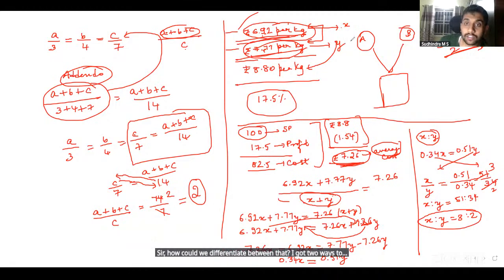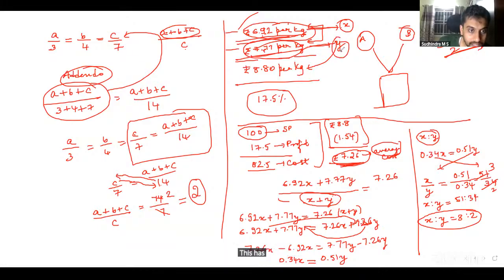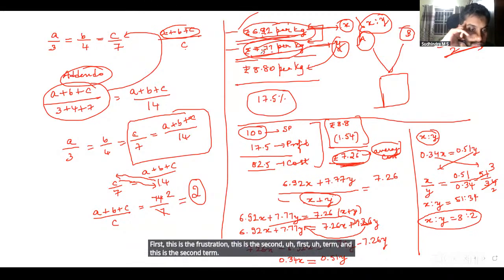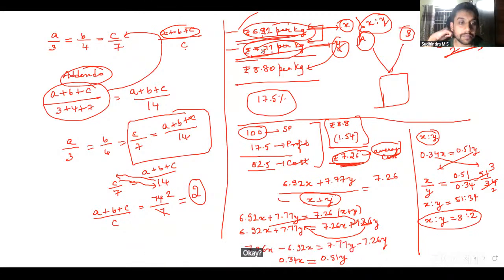Correct. See, since we have denoted this as x and this as y, and this is the first information given in the examination, they will presume that this should be x is to y. This is the first term of the ratio, and this is the second term. Okay. Yes, Ananya.